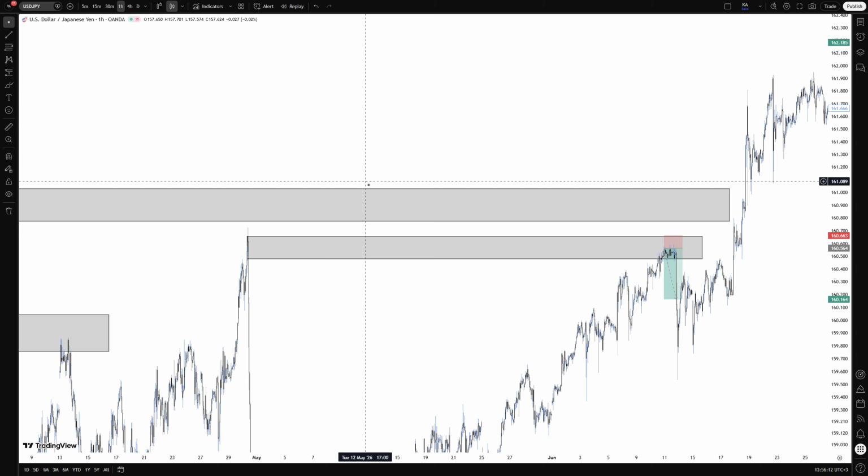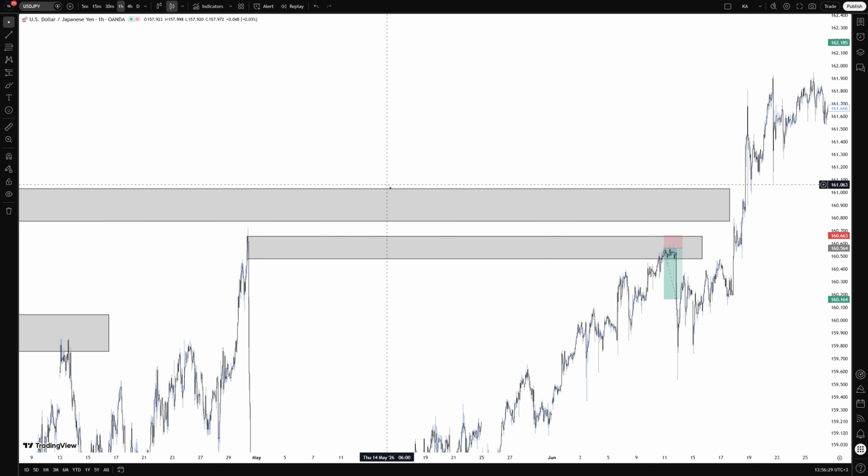That usually represents the strongest area where the move originated. However, that doesn't mean the inner zones can't work. Both can produce valid reactions. The outer zone is simply the one I prioritize first.